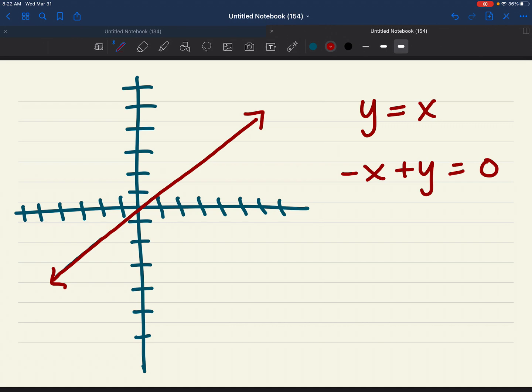Okay. All right. If it gave you this graph and it gave you the two equations, y is equal to x and negative x plus y is equal to 0, and asked you to just state one solution, infinitely many, or no solution, what would you choose? Infinitely many. How do you know that? There's only one line and both are on top of each other. Good.